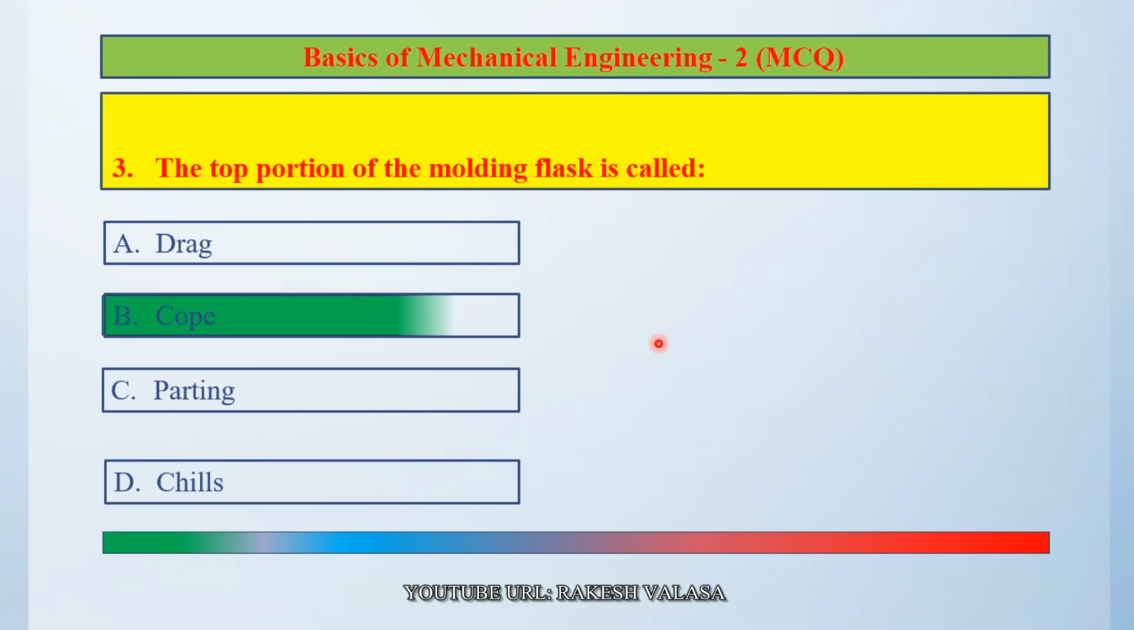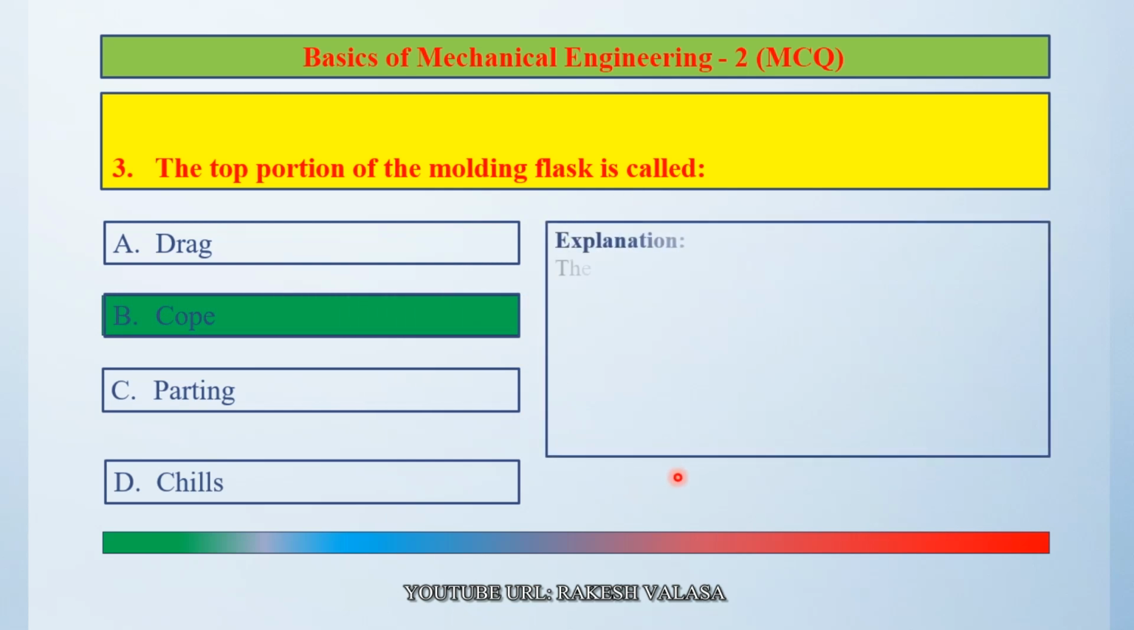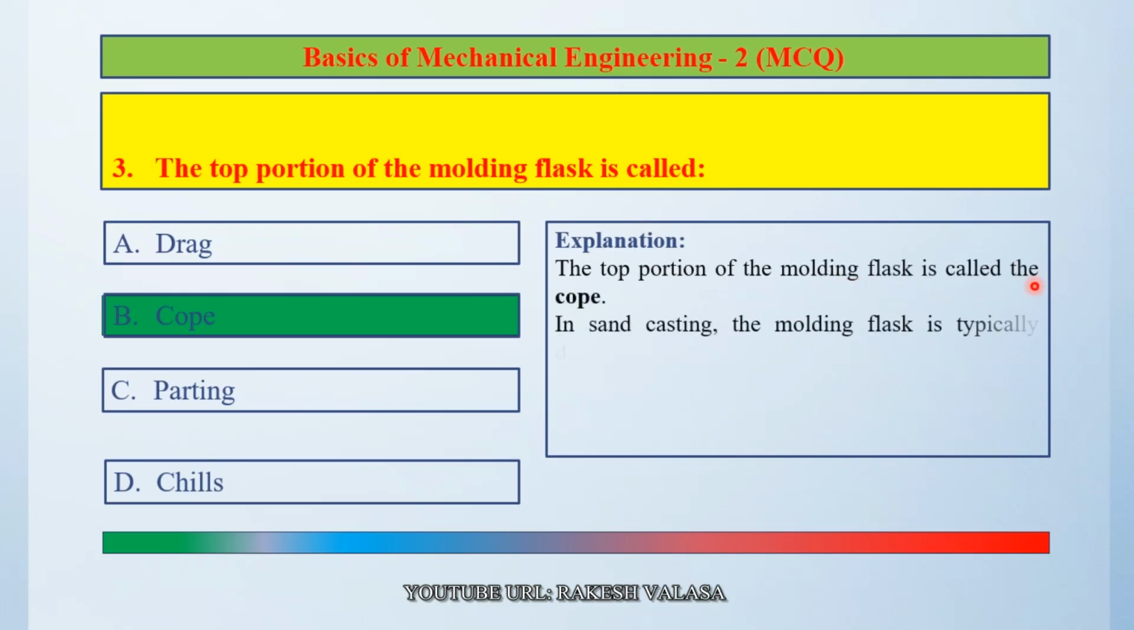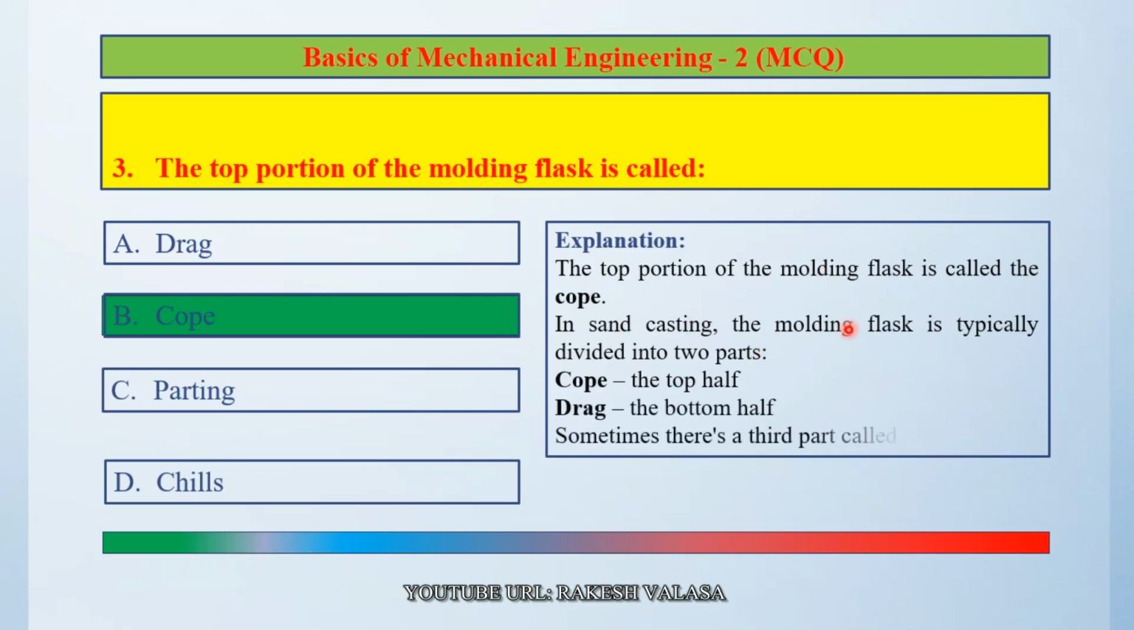Let us see the explanation. The top portion of the molding flask is called cope. In sand casting, the molding flask is typically divided into two parts. The top molding flask is called cope and the bottom molding flask is called drag. Sometimes there is a third part called the cheek. So the correct answer is option B, cope.